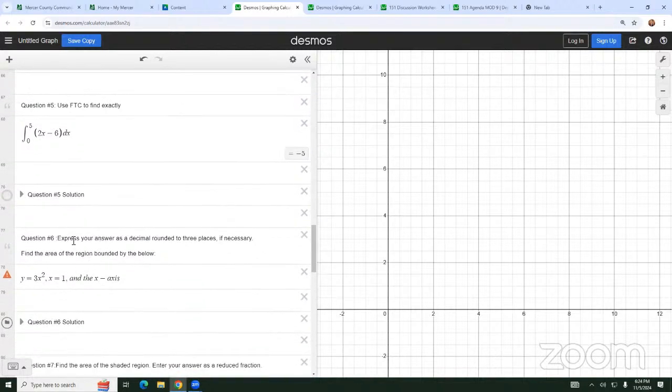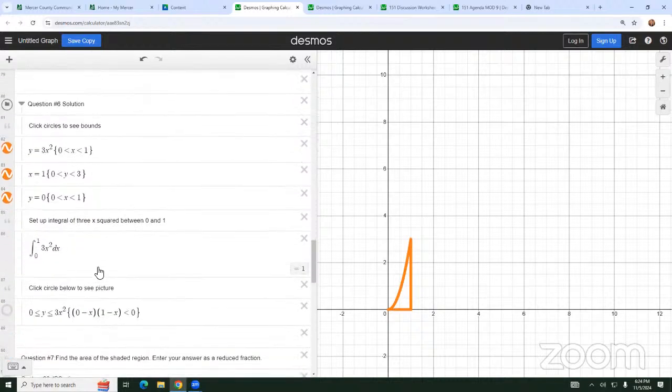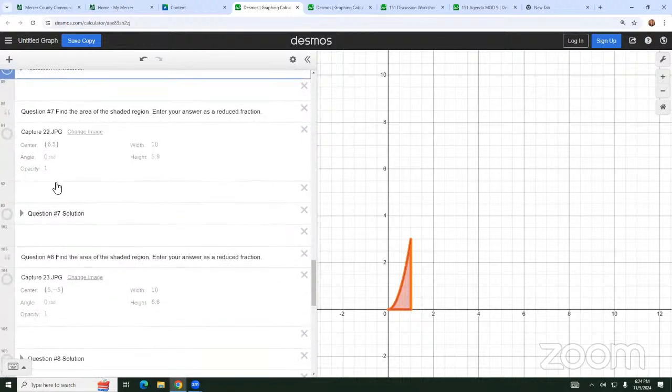Okay, so for question number 6, they're just describing a region and they're saying, I want it between 3x squared. So here, if I just turn them on, they're talking about that function, 3x squared, but only up to x equals 1 and only above there. So that's just another way of saying that it wants this area right there. And that just means the antiderivative, that's a pretty easy one.